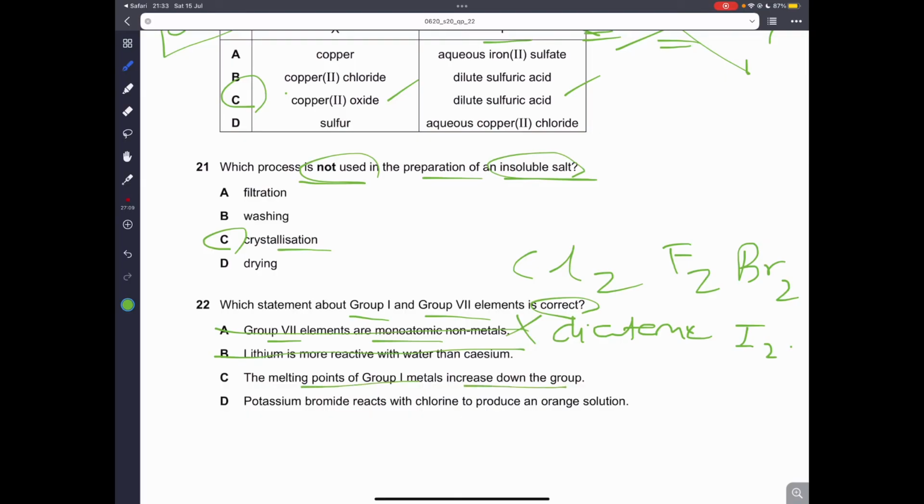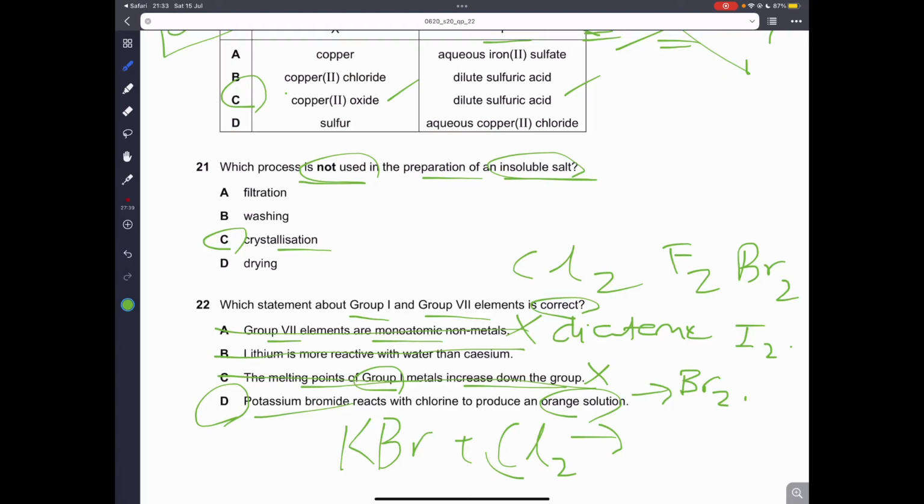The melting points of group 1 metals increase down the group. This is wrong as well. For group 1 metals, the melting points and boiling points actually decrease down the group. That is something you have to learn, and therefore D is the correct answer. Potassium bromide reacts with chlorine to produce an orange solution. This orange solution is the bromine that's being formed. Because chlorine is more reactive than bromine, it takes its place and discharges bromine.